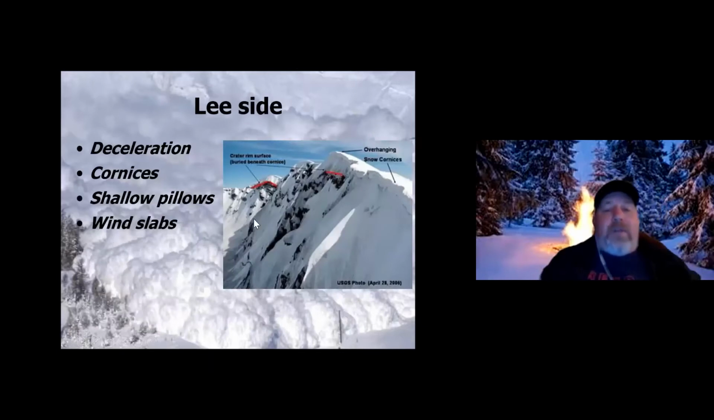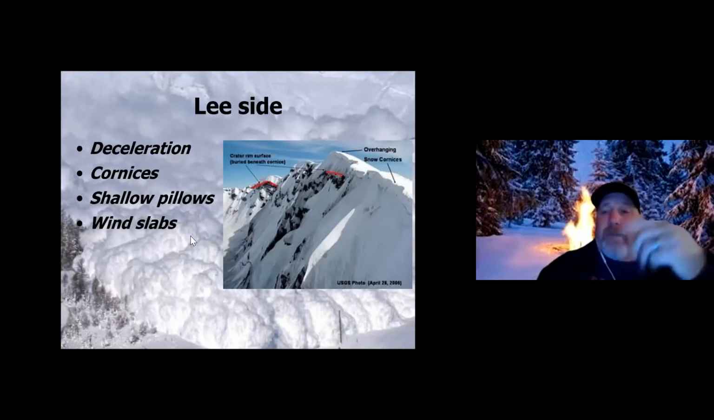All right, so on the leeward side, obviously we have this deceleration that takes place, which is why these cornices build up. They create that nice curl, and that's through that deceleration effect of the winds. They create these nice cornices, shallow pillows, and various wind slabs. All of this is stuff that we want to be able to recognize on the leeward side of slopes.